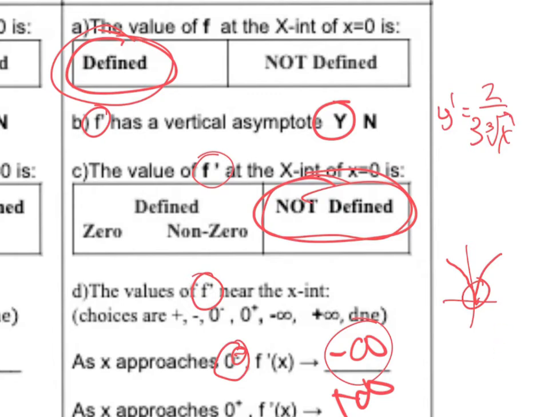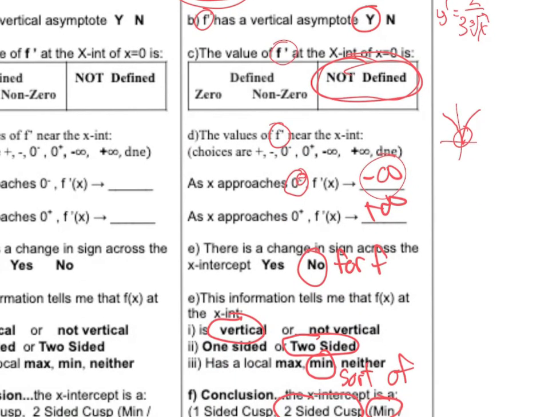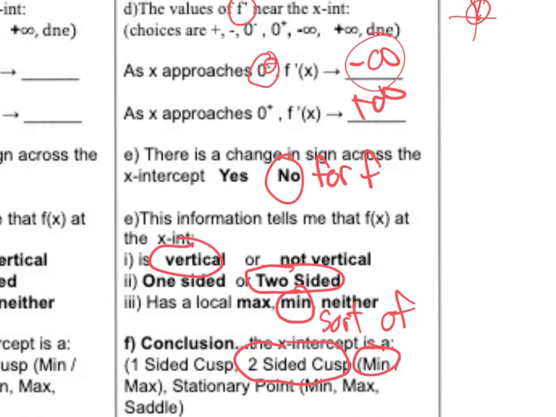Okay, then let's look at this. There is a change in sign across the x-intercept for f. So did f change sign going across the x-intercept? Did it go positive to negative? No, it didn't, right? It didn't change sign. It was just like this. There's your x-intercept right there. There was no change in sign.